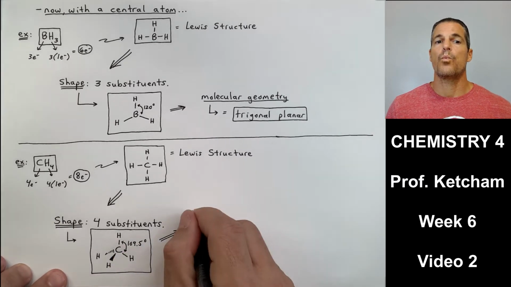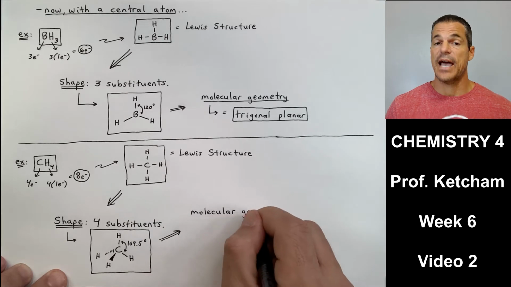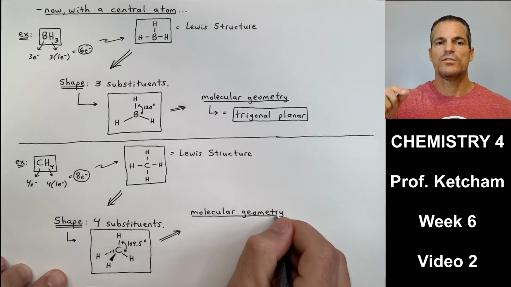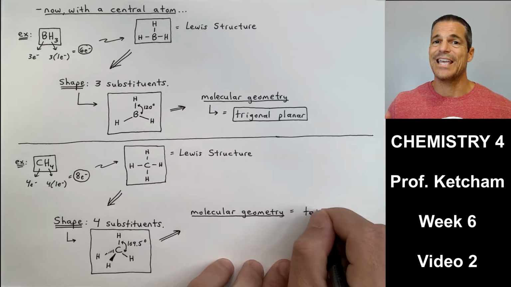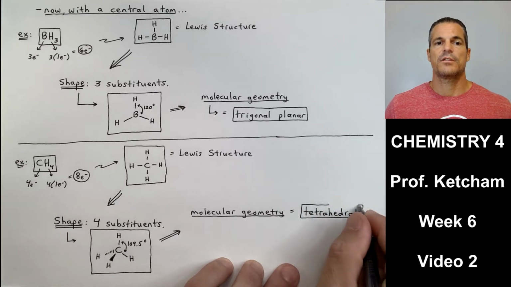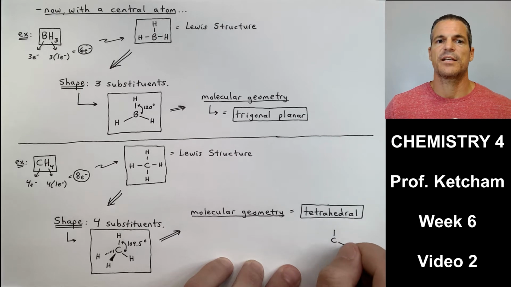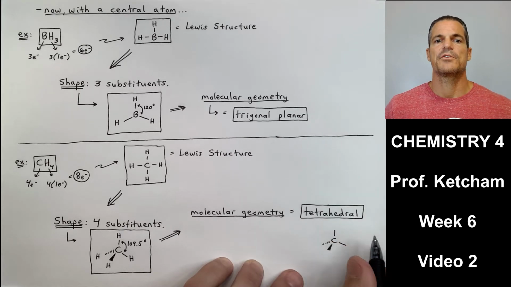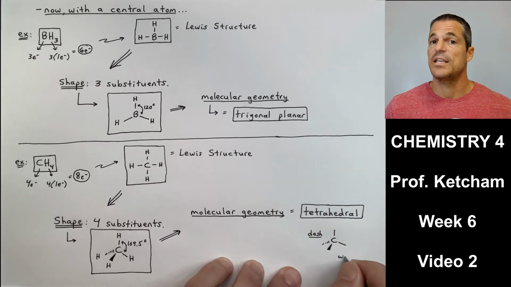So the dark wedge is a single bond coming out at me, and the dash is a single bond going into the paper or behind the page. So this looks like a tripod. Okay, it looks like a tetrahedron. So the molecular geometry for this is tetrahedral.